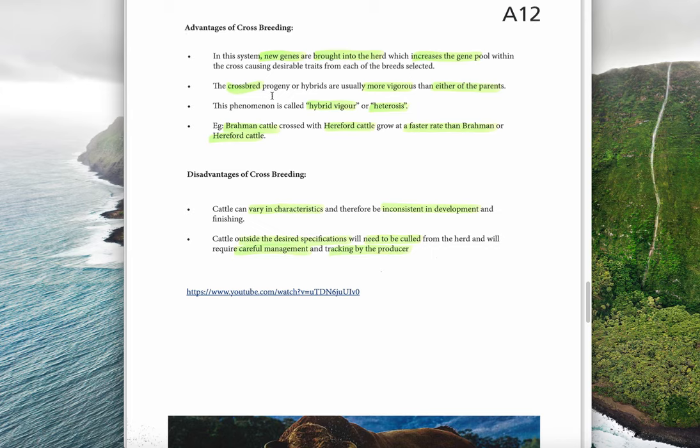Secondly here, the crossbred progeny or hybrids are usually more vigorous than either of the parents. This is called hybrid vigor or heterosis. An example is Brahman cattle crossed with Hereford cattle grow at a faster rate than Brahman or Hereford cattle on their own. So that's a very good example there of hybrid vigor, where the crossed animal between Brahman and Hereford shows a better growth rate than either of their parents on their own.